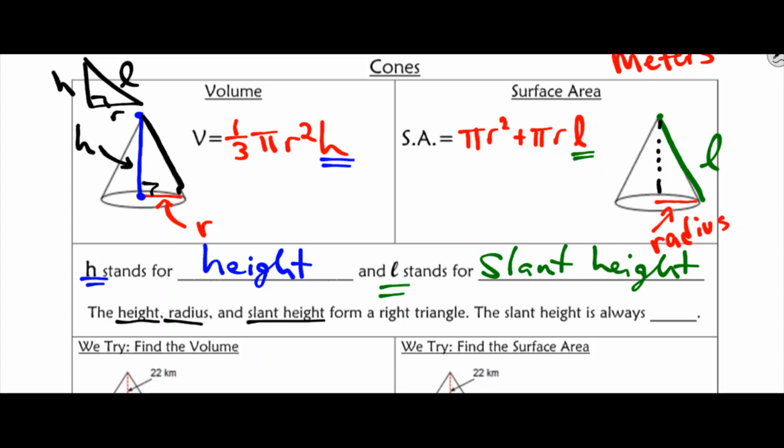Which side is the slant height there? It's always the hypotenuse. That's a really easy way to check to make sure that you're doing it right. Your c, the slant height, is always longer than the straight up and down height. That has to be your longest side.